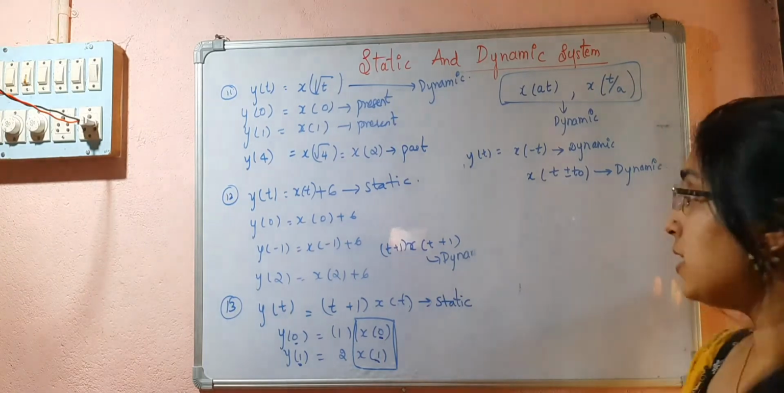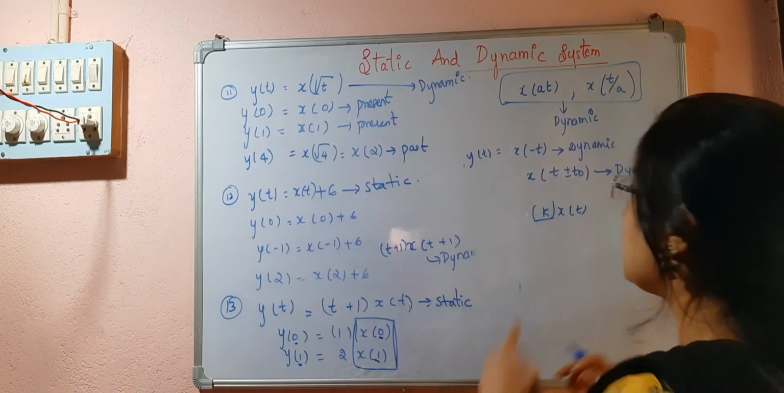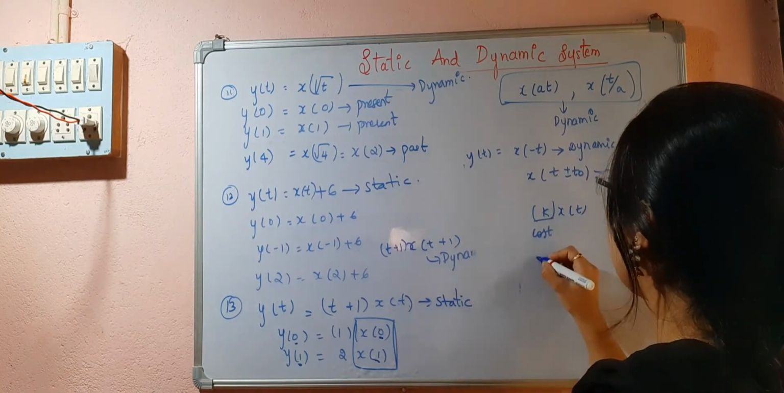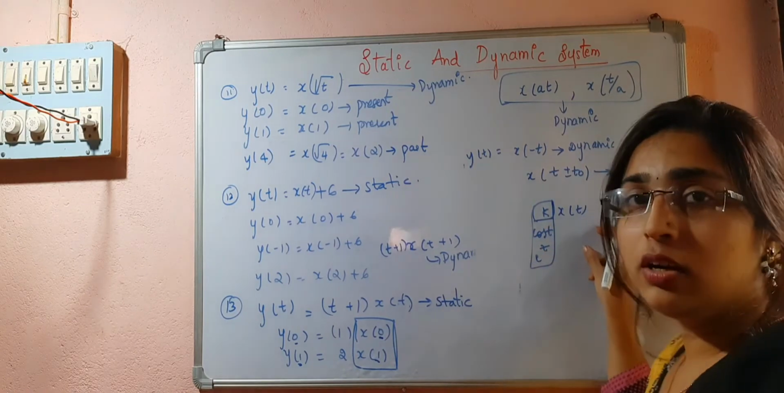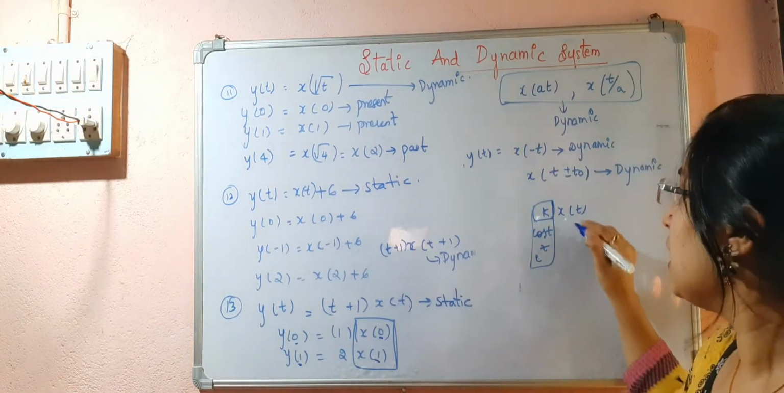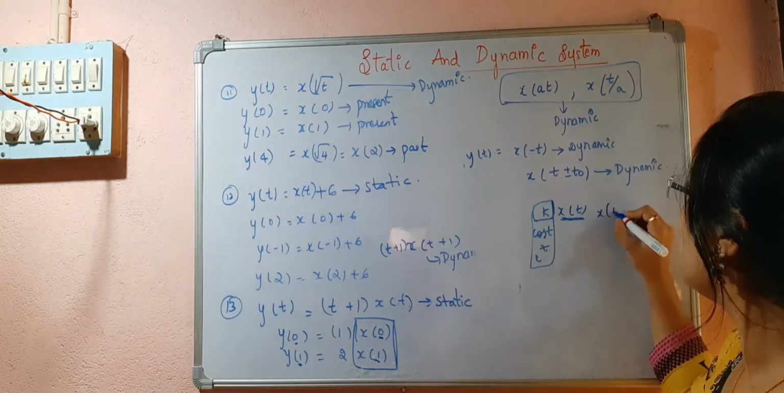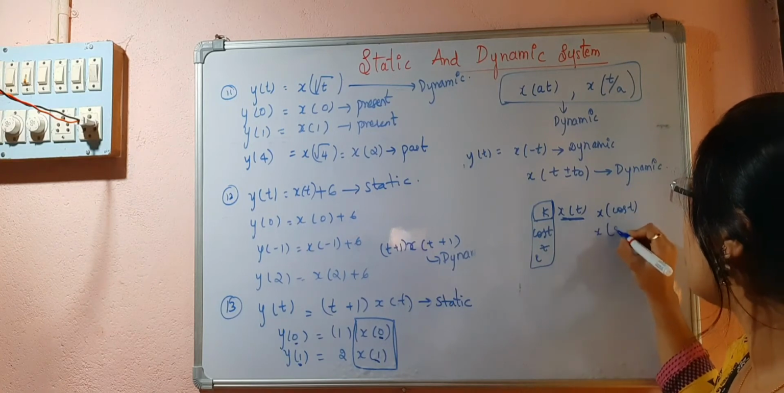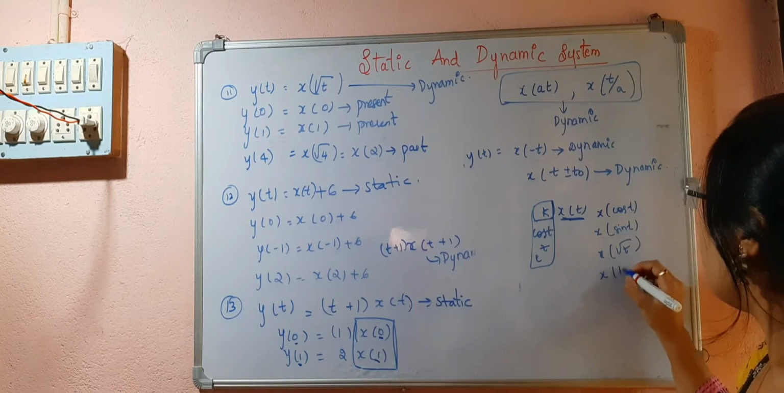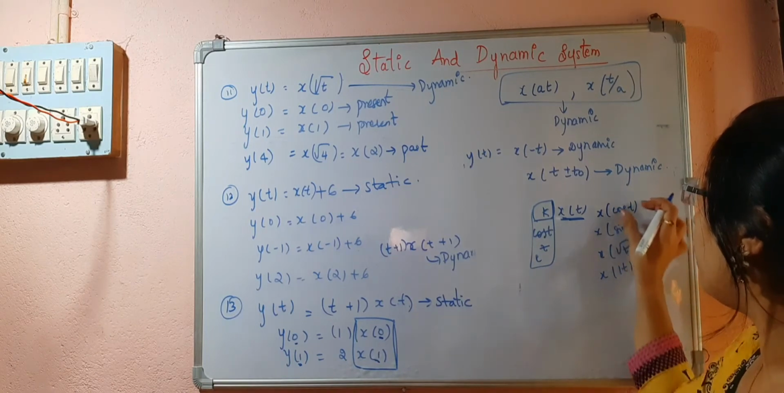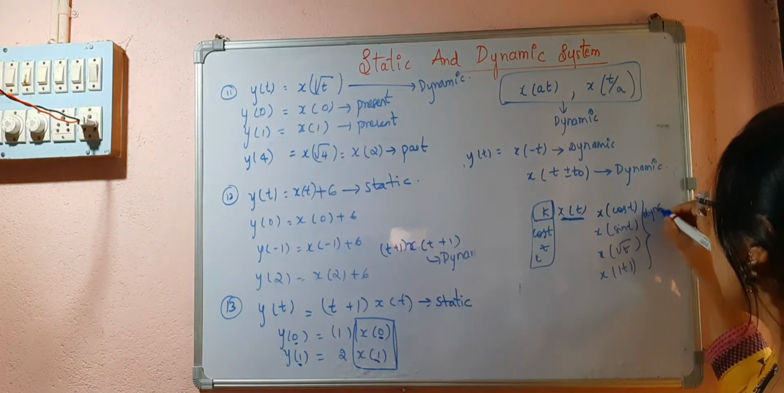And you can see, if the coefficient is a constant k, or you can have cos t, e to the power of t, anything like this, it doesn't affect your static or dynamic properties, because it is depending only on the signal. But if you have something like x of cos t, x of sin t, x of root t, x of mod t, here I am performing the operations on the time variable.